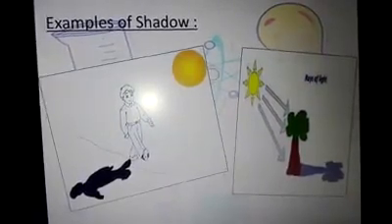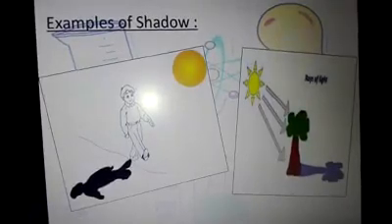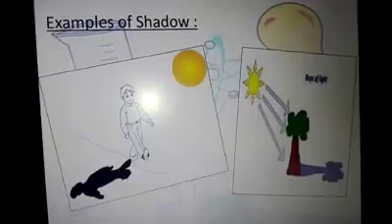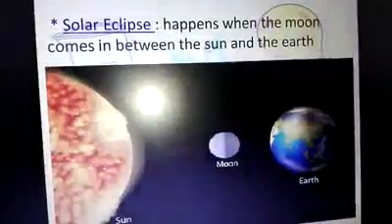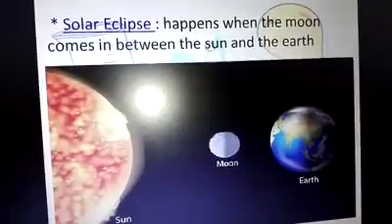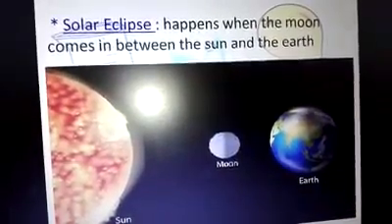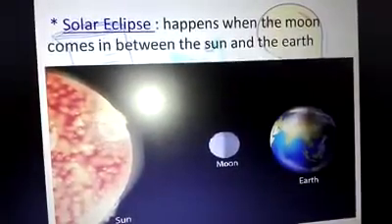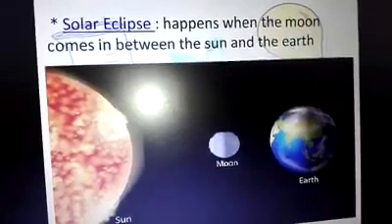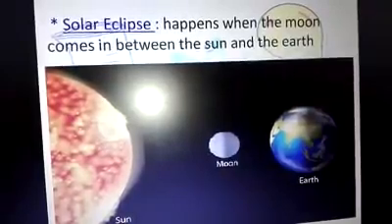When the tree gets in the way of the sun, this means that the tree is in between the sunlight and the screen or the surface, which is represented by the ground. The same action of formation of shadow happens in the solar system when the moon moves in between the sun and the earth, where the moon moves in front of the sun and hides the sunlight. This action or phenomenon is called solar eclipse.